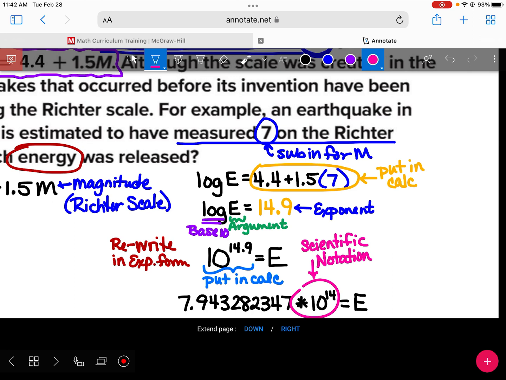Let's round this to 3 decimal places, but then we have to include the scientific notation. What this means, that 10 to the 14, is that that number is actually way bigger than 7. It means I have to take that decimal point and move it this way 14 times. That's how much energy was released. It's tons of energy.